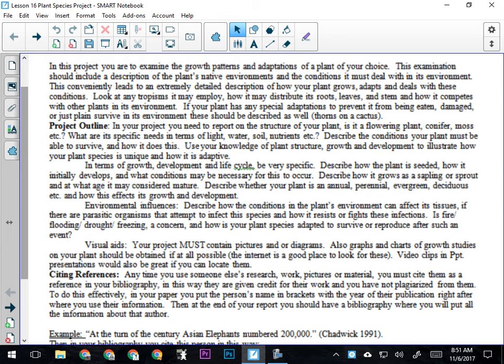Environmental influences describe the conditions. Again, the plant's environment, how that can affect its tissues. Are there parasitic organisms? Are there long seasons of dormancy? Things like that. Does it resist or fight those infections? Is fire, flooding, drought, freezing something they have to worry about, like the eucalyptus tree?